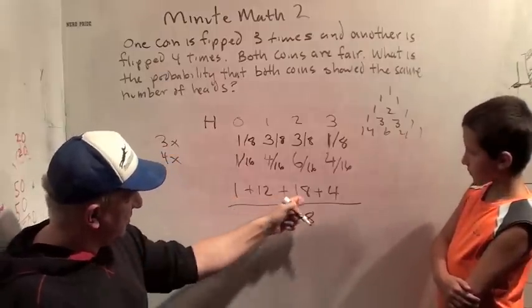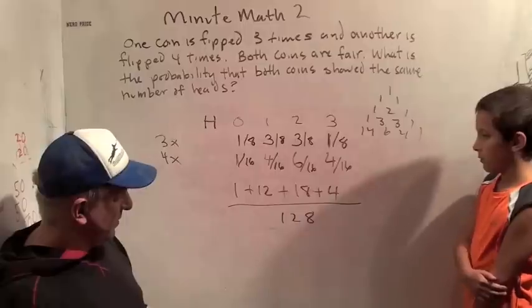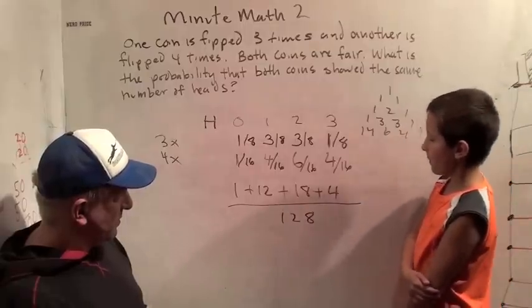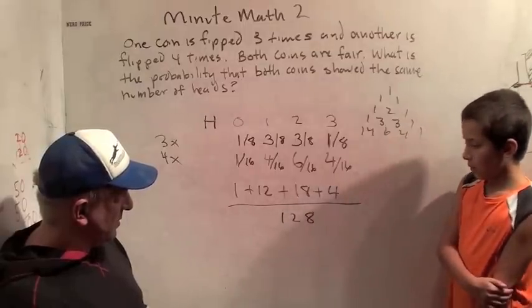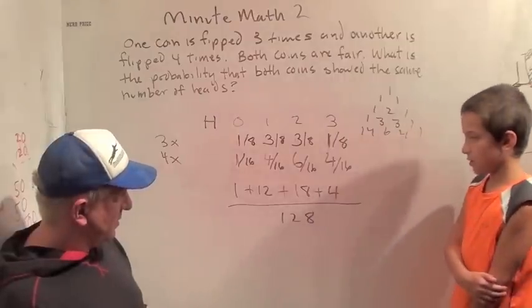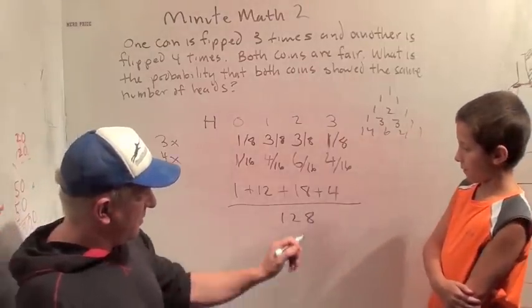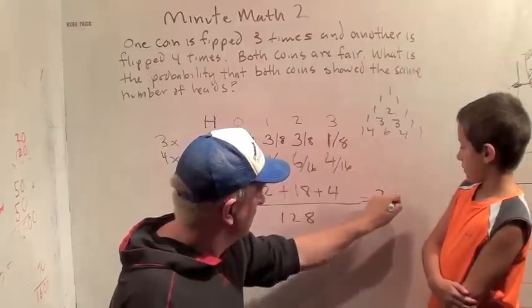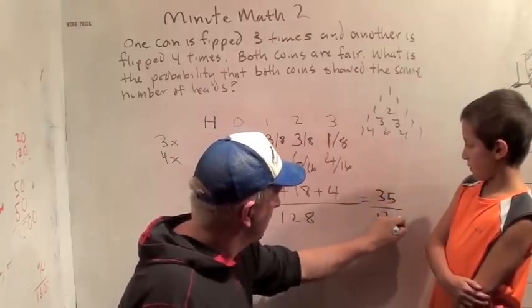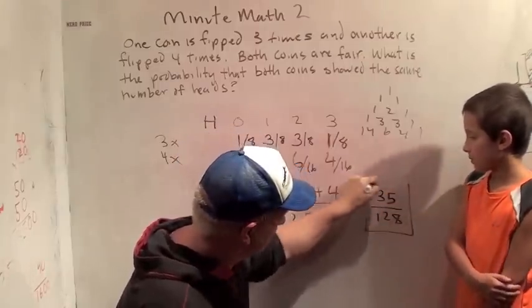So what's 1 plus 12 plus 18 plus 4? Well, 12 plus 18 is 30. That's right. So it's 35. There you go. 35/128 is the answer.